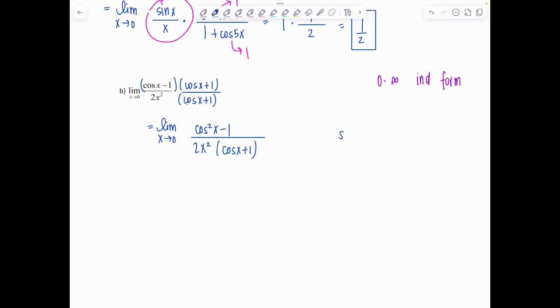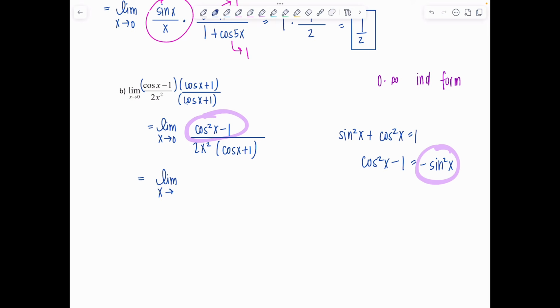Now be careful. Sine squared x plus cosine squared x is 1. Cosine squared x minus 1 is negative sine squared x, right? Because the sign's reversed. So replace the numerator with negative sine squared x. So we've got limit, x goes to 0, negative sine squared x over 2x squared times cosine x plus 1.